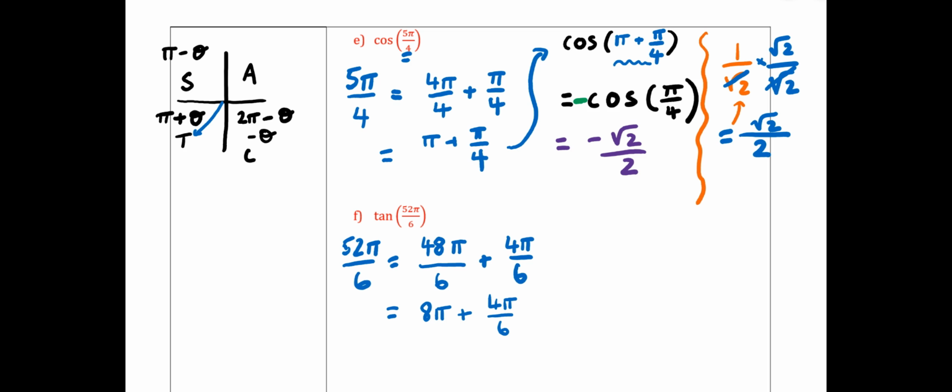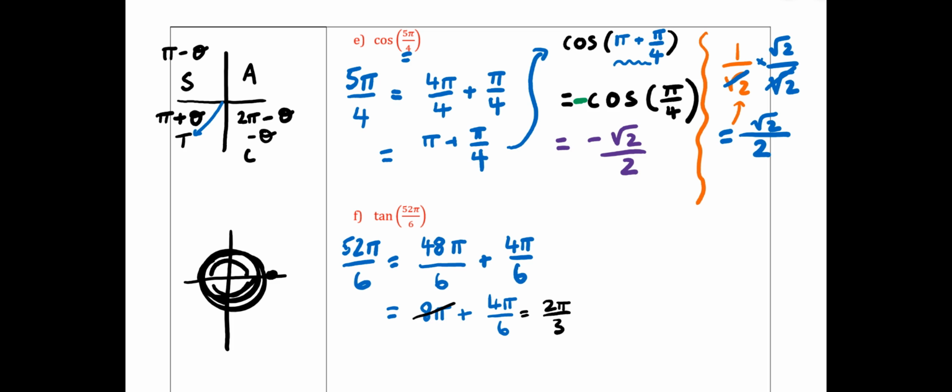Well, 8 pi is just a measure of 2 pi. If we imagine a little unit circle here, and I said 1 pi, 2 pi, 3, 4, 5, 6, 7, 8, we're right back at the start. So 8 pi can just be ignored. And 4 pi on 6, of course, is just 2 pi on 3.